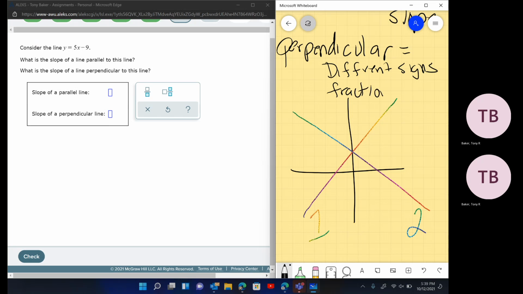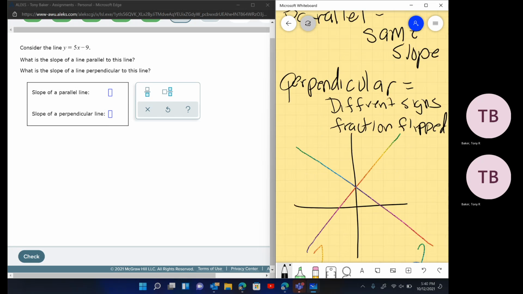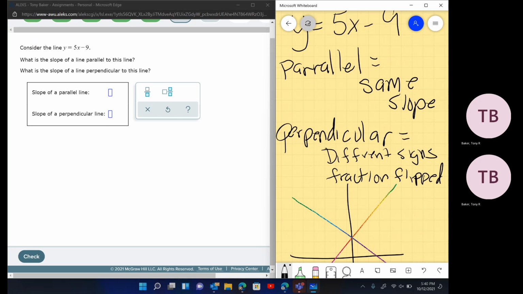And I'm going to be non-mathematical and put fraction flipped because I think that's how you're going to remember it instead of me saying reciprocal. All right, so perpendicular is my fraction is flipped over and my signs are different. Those are the two rules you need to remember for parallel and perpendicular lines. Give you a chance to finish writing those down.